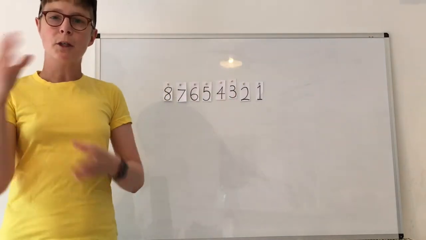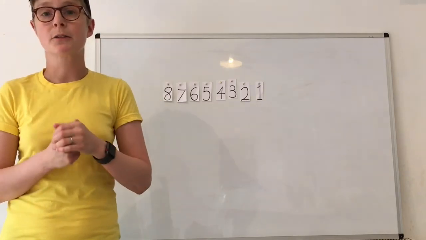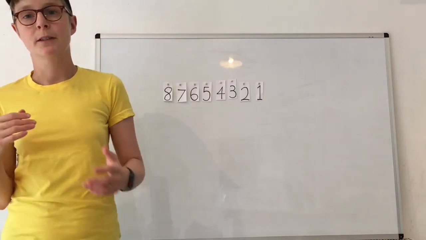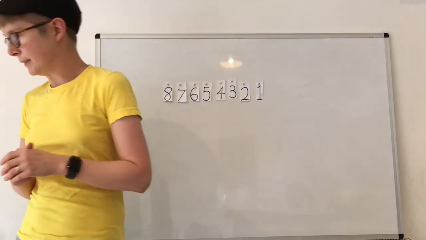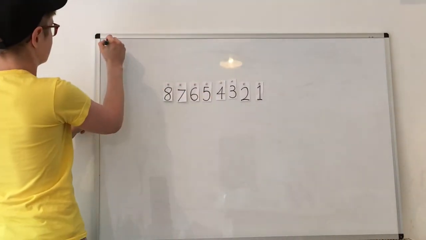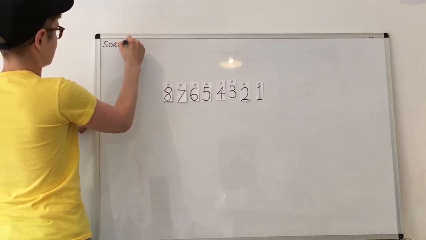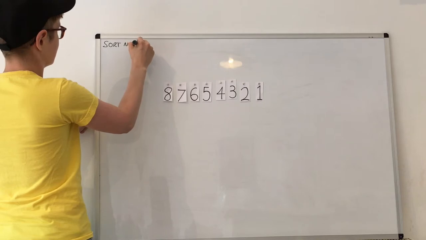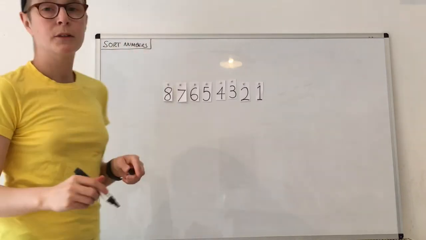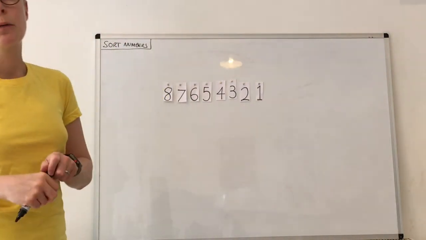6, 7, 8. Now I'm trying to think about which approach I should take to sorting those numbers, and I want to choose the one that's going to be the most efficient. And we'll talk about what efficiency means in a second. So my problem is I want to sort some numbers, and I want to know which approach or which algorithm I could use to sort those numbers would be the most efficient.